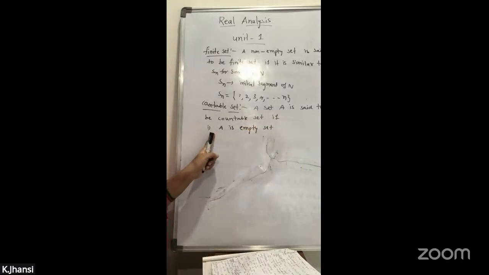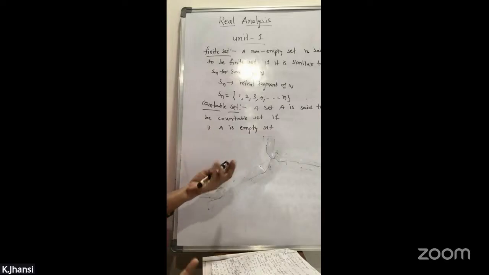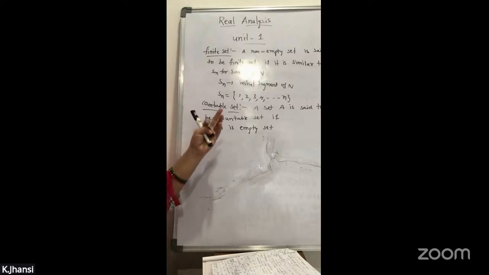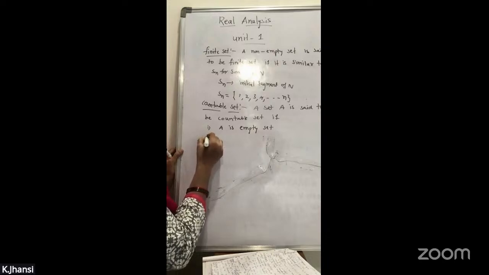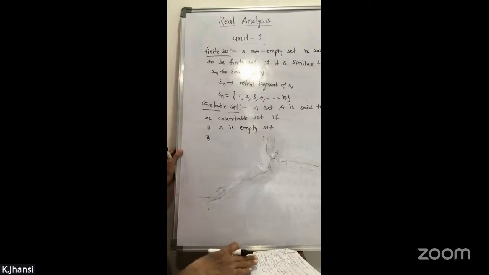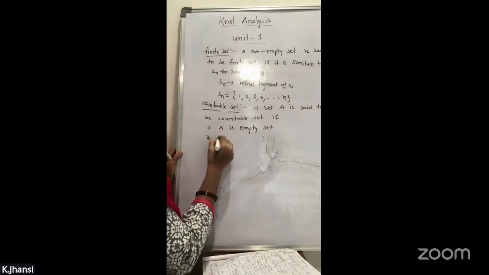So A is the empty set, what does that mean? No elements are there in that set. So you can count, no? No elements means 0. So the countability of that set is 0, we can write. Next one, the second one, is A is a finite set.